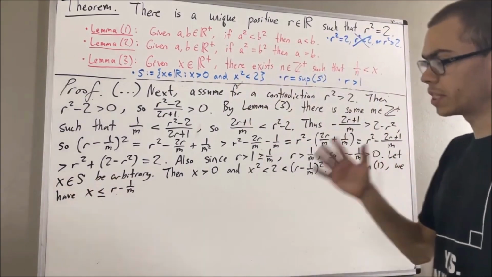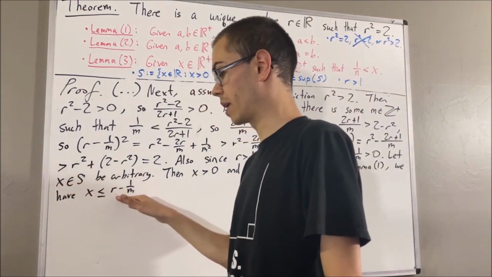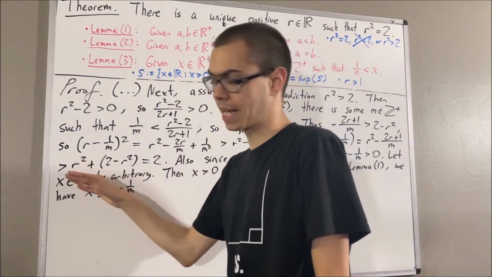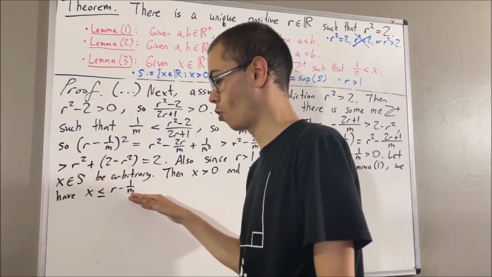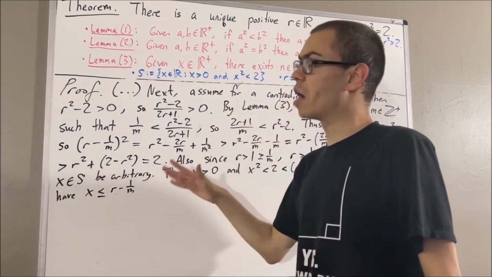Putting this together, we see that under the assumption x is an element of S, it follows that x is less than or equal to r minus 1 over m. Since x was arbitrary, this means for all x in S, x is less than or equal to r minus 1 over m. And that's precisely what it means for r minus 1 over m to be an upper bound of S.